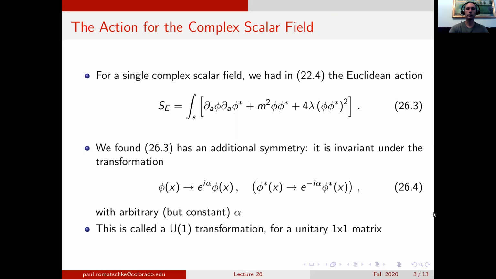This is usually called a U(1) transformation because we can think of e to the i alpha as a 1 times 1 matrix, basically just a number, and it is unitary because e to the i alpha times its complex conjugate is just 1.